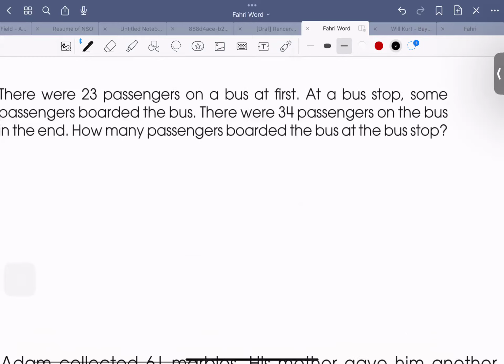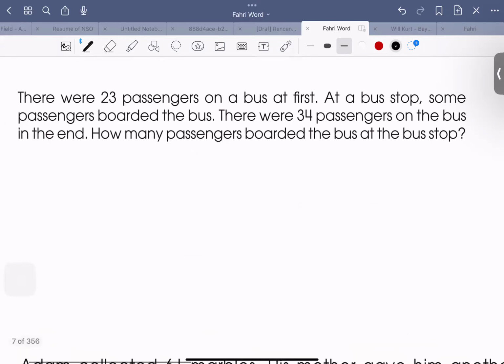So the question is, there were 23 passengers on a bus at first. At a bus stop, some passengers boarded the bus. There were 34 passengers on the bus in the end. How many passengers boarded the bus at the bus stop? Subtraction. Cool. So let's define the problem.